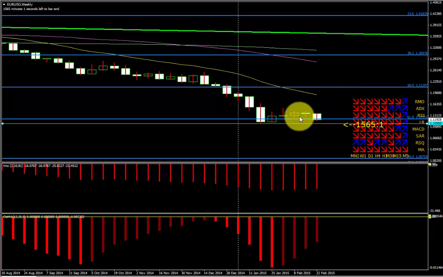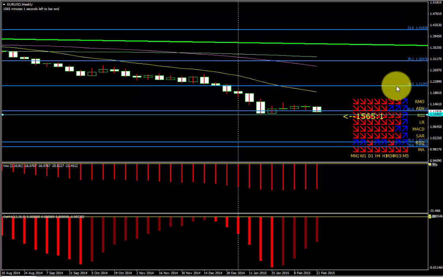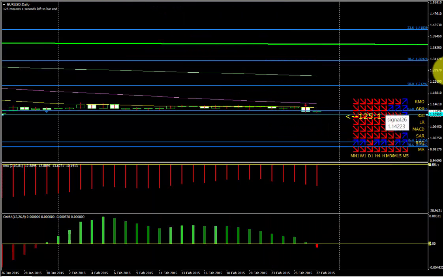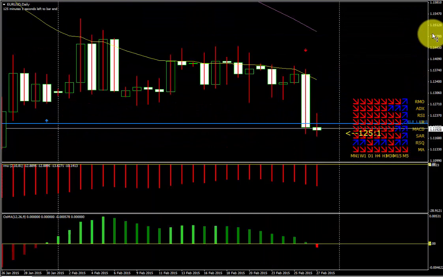So therefore, if we are to see any continuations, I would want to see the current support level being broken before we look, or even attempt to look, at any further trading opportunities in this case. So looking down at the daily now, just pan it out so we can see more of the chart.